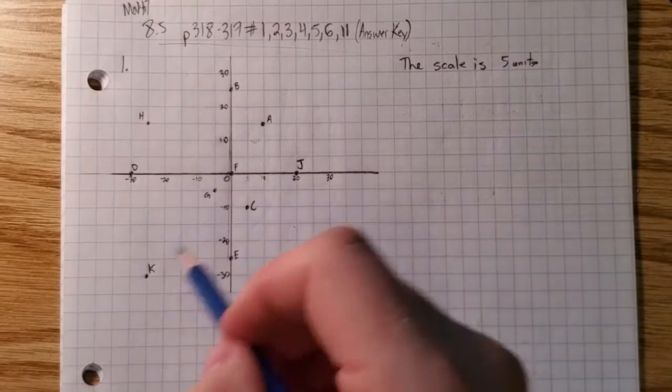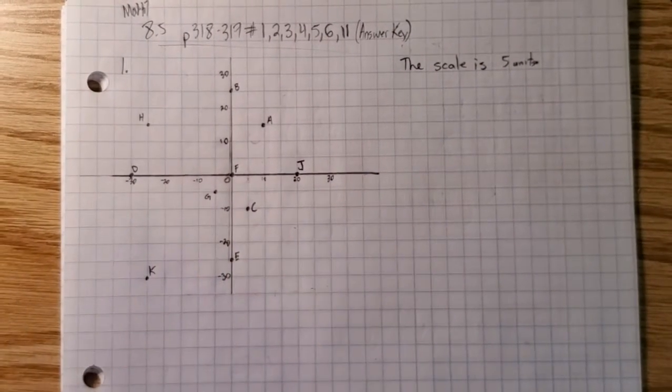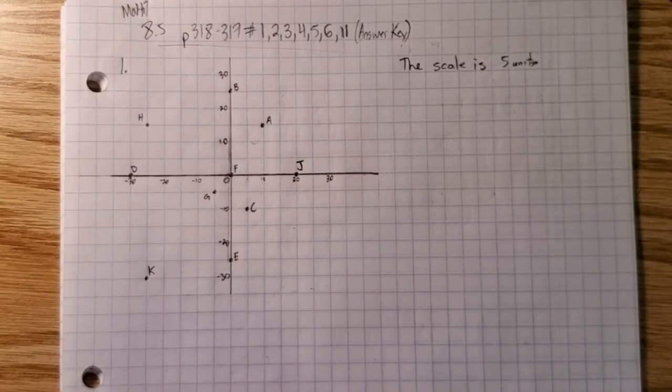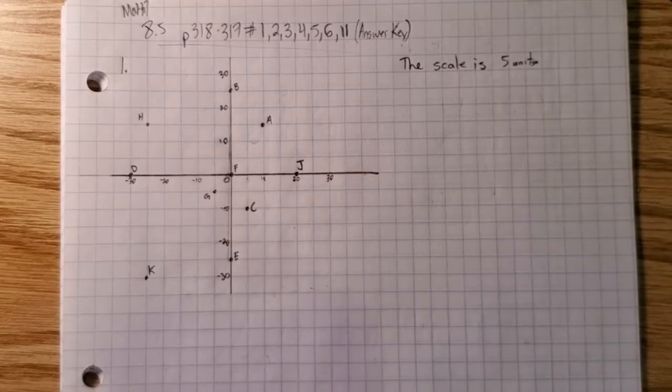If they said these were centimeter squares or something like that, then you'd say centimeters, not units. If it's meters, it would be meters. And then it says write the coordinates of each point from A to K, all right?